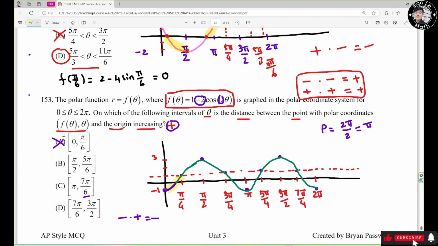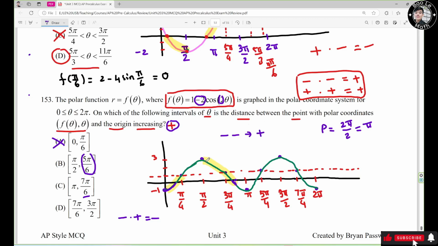Now next one, pi over 2 to 5 pi over 6. It's going to be from here to here, somewhere right here, right? Now observe that 5 pi over 6 is greater than 3 pi over 4. So 5 pi over 6 could be somewhere right here, right? So you have the portion right here below the axis, right? This one below the x-axis, then the function is negative, right? And it's decreasing, right? So it's going to be another negative. So it turns out to be positive. This is what we need, right?